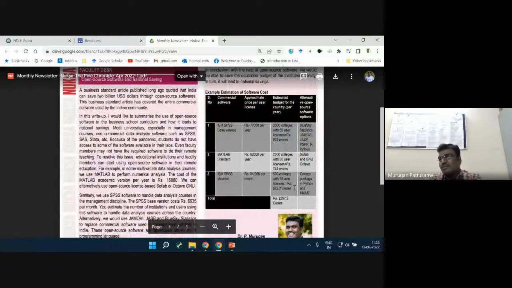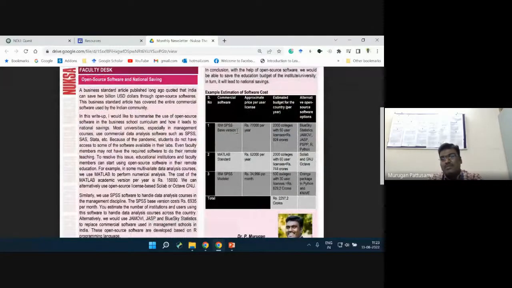I did some cost estimation just by comparing IBM SPSS version, MATLAB standard, and IBM SPSS Modeler. It comes to close to 2000 crores per annum expenditure made by our Indian institutes, from premier institutions to some of the low tier colleges. If you save this much money for your nation, you can build 4 different central universities in a year. That is possible with some 500 crore investment. Or you can create at least 10 different degree colleges with this particular investment. Are you getting my point?